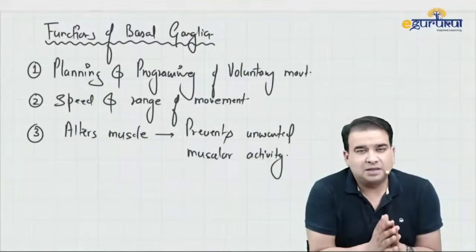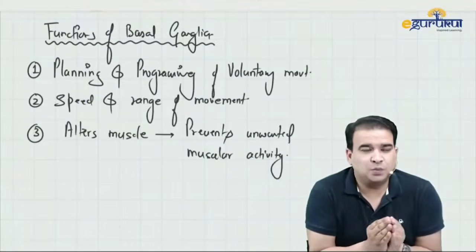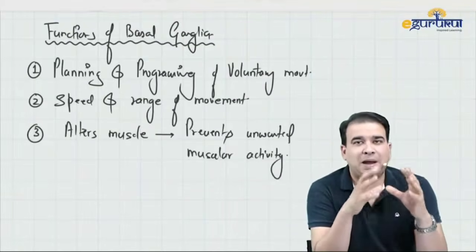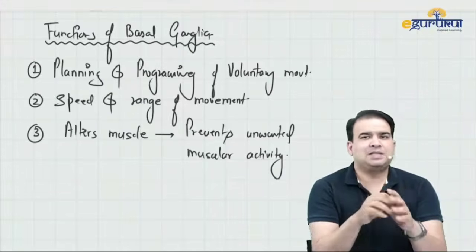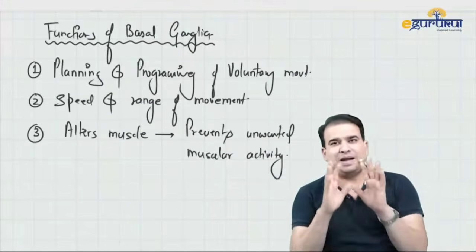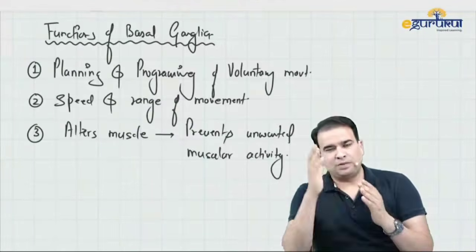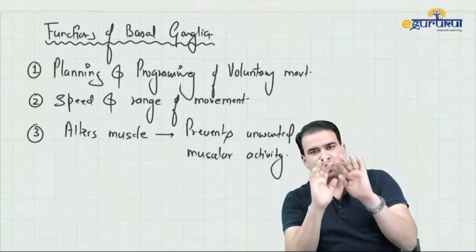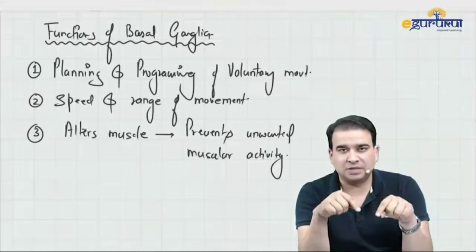And finally, regarding the functions of the basal ganglia. Now, the basal ganglia is not the one which is performing the movement, but it is very much required for the planning and programming of the movement. Let me take one example here. Let's say I'm playing cricket and I'm standing in the slip. When the batsman hits the ball and you get the edge, the ball is coming towards you. You have to catch the ball, but to catch the ball, you have to plan the movement first.